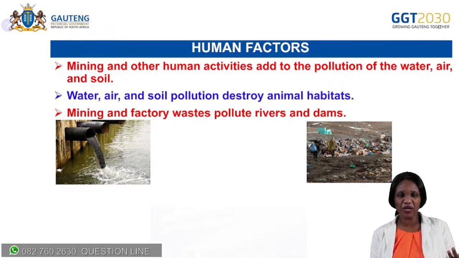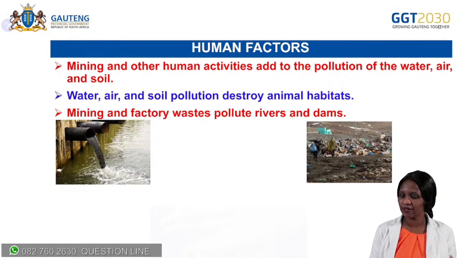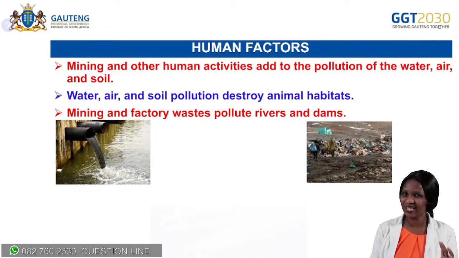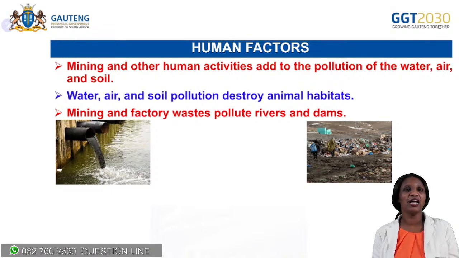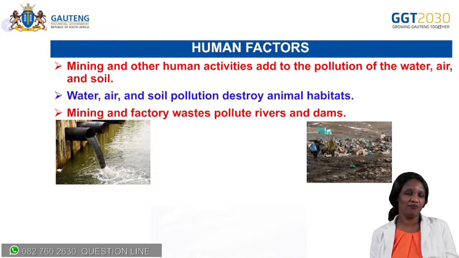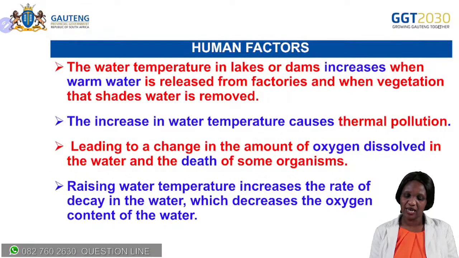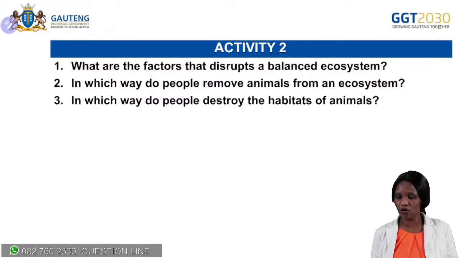At times, as human beings, we pollute the environment and produce waste and litter. Look at that woman. She is throwing away litter, and the factories are busy dumping their waste chemicals in rivers and dams. Okay, all these human factors destroy the ecosystem. They kill the animals. Okay, and then they lead to a change in the amount of oxygen dissolved in the water and the death of some organisms. Raising water temperatures increases the rate of decay in the water, which decreases the oxygen content of the water.